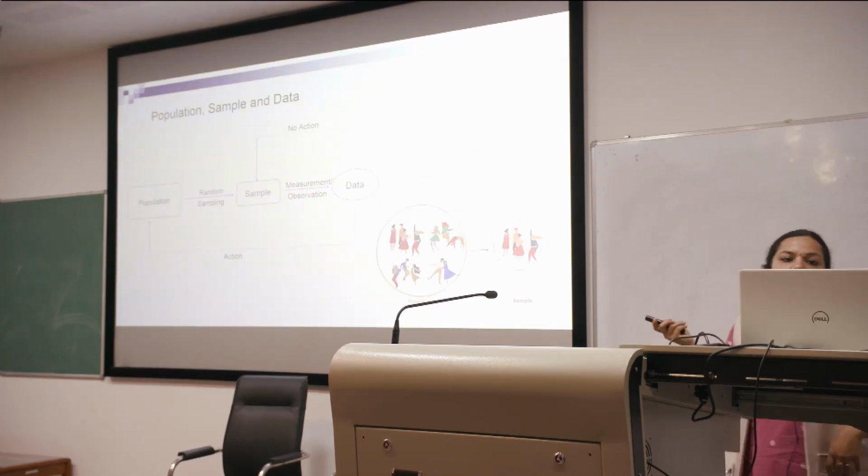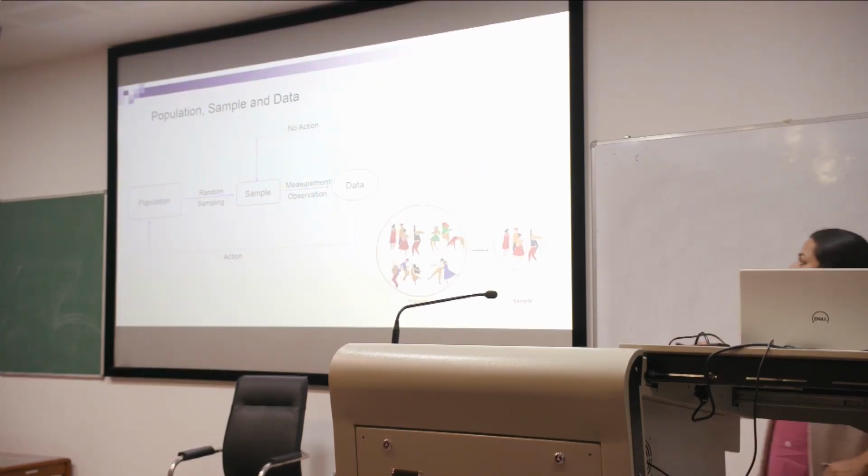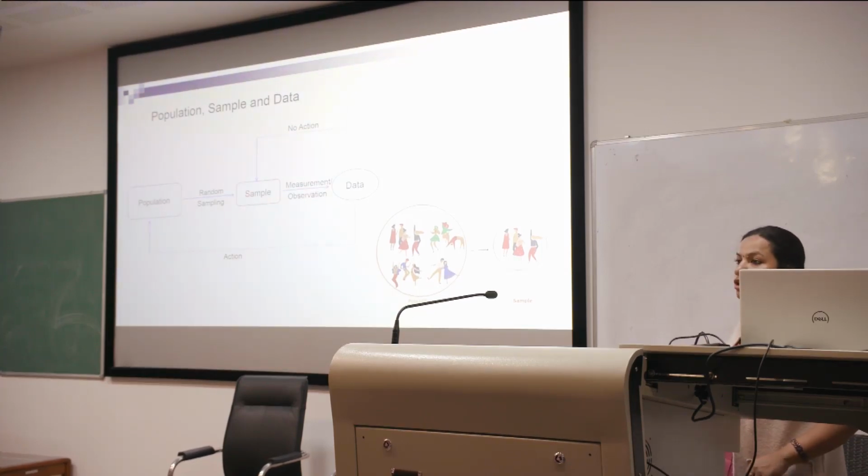So, sample, population and data. This is the population, the target which you are talking about. Then you can use any kind of sampling technique to collect a sample. This is a simple example of random sampling. We will see what random sampling is later. But any method you can use to collect the sample.